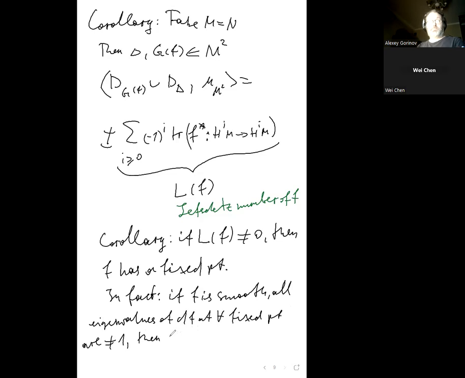Then the Lefschetz number is the number of fixed points, where each fixed point needs to be taken with sign, and let's see if we can figure out the sign.